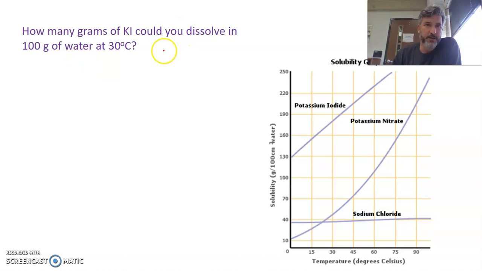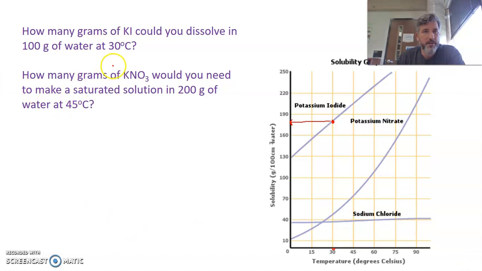How many grams of KI could you dissolve in 100 grams of water at 30 degrees Celsius? So we've got 100 grams of water, 30 degrees Celsius. All right, so here's 30 degrees, right? We're talking about KI, potassium iodide. So all I have to do is follow this 30-degree mark all the way up to the line for KI, which is right there. And it looks like at that temperature, I can dissolve about 180 grams of KI. Okay, hopefully that made sense.